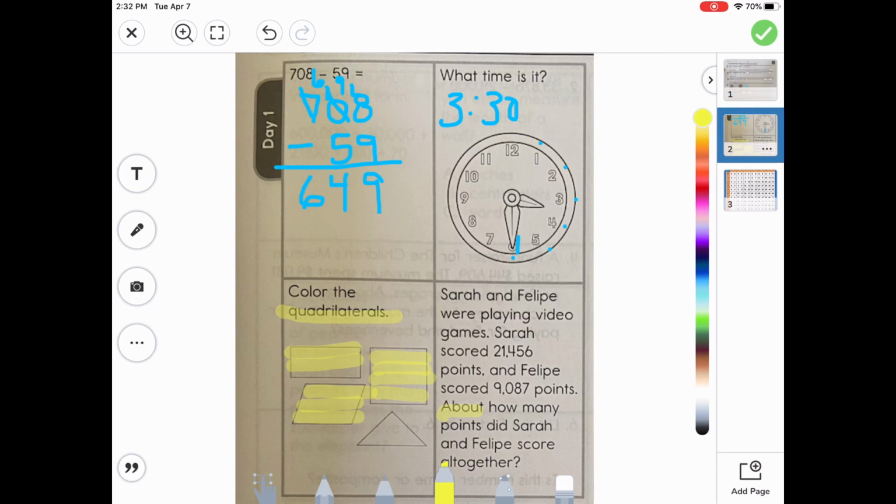Because I see the word about, this question is asking me to estimate and to round my answer without actually having to add those two numbers together. So if Sarah scored about 21,500 points and Felipe scored about 9,000 points, I would just add 21,500 and 9,000, which is about 30,500 points. If you got anything roughly close to that, then you are on the right track.